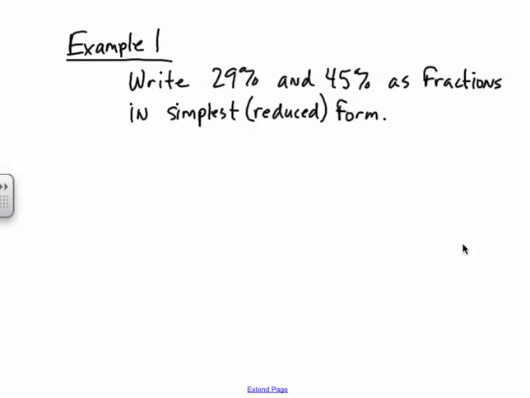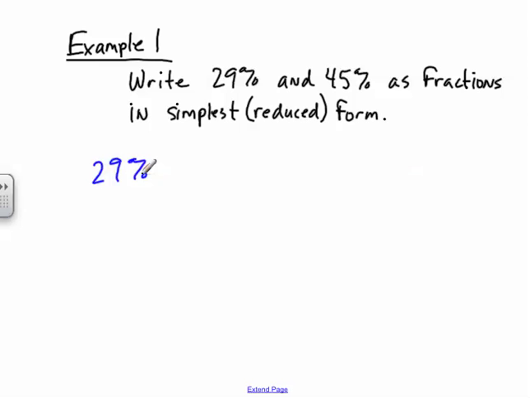Okay, guys, section 7.1, example number 1, right? And it's going to say to us, write 29% and 45% as fractions in simplest, and in parentheses it says reduced form. So always remember, simplest means reduced, okay, for a fraction. So we want to make sure that it's written in its simplest form. Let's take 29% first, okay?